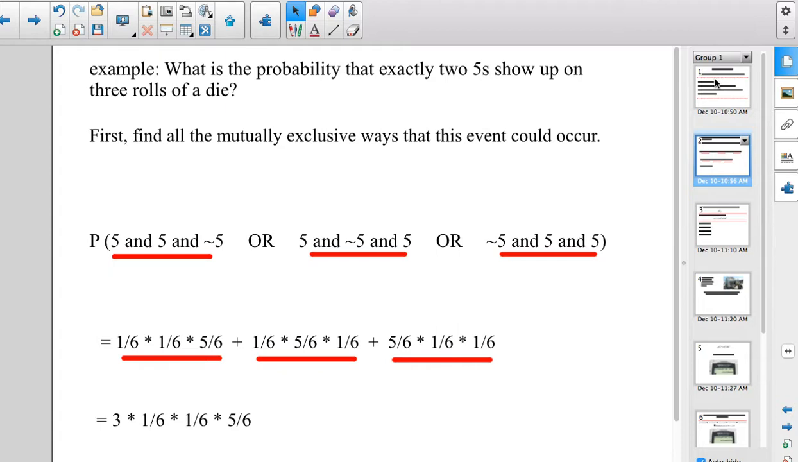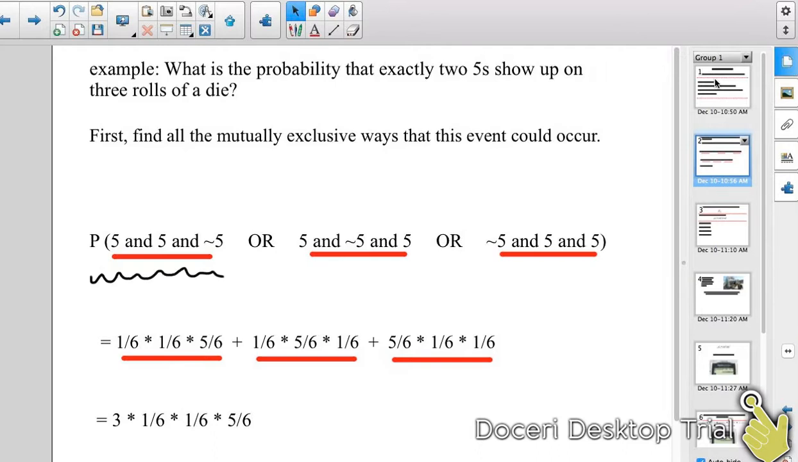So in this problem, the first thing we're going to do is list all the mutually exclusive ways that this event can occur. We could get a 5, 5, and a not 5, or 5, not 5, and 5, or not 5, 5, and 5. So those are all the ways that this can occur.